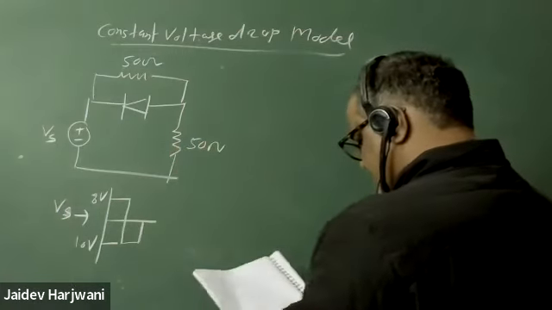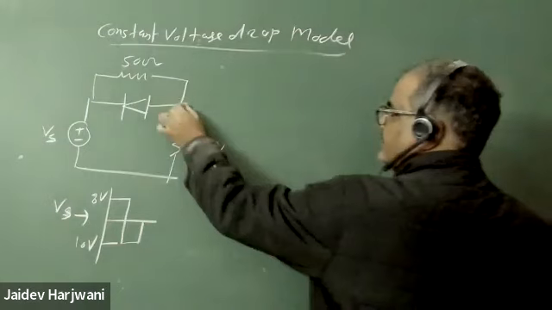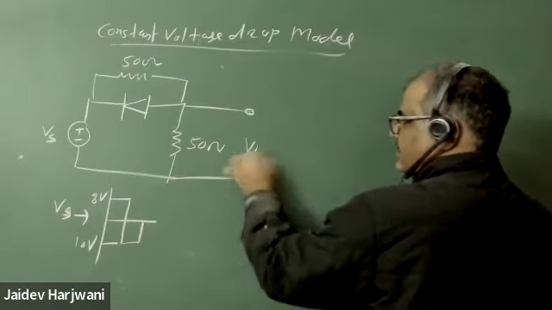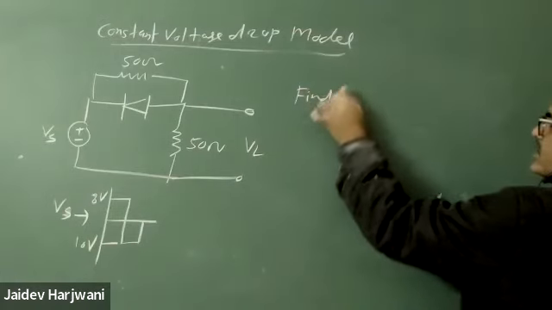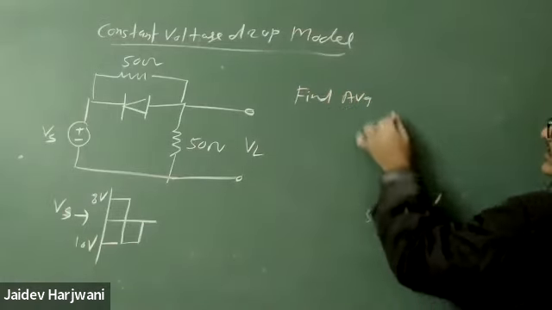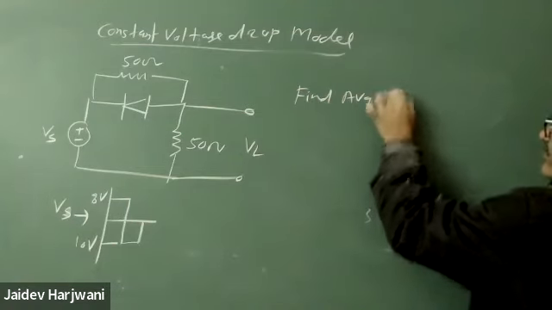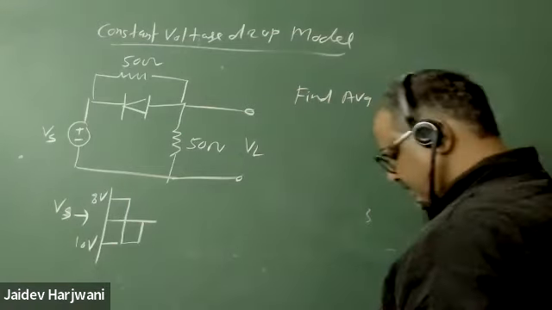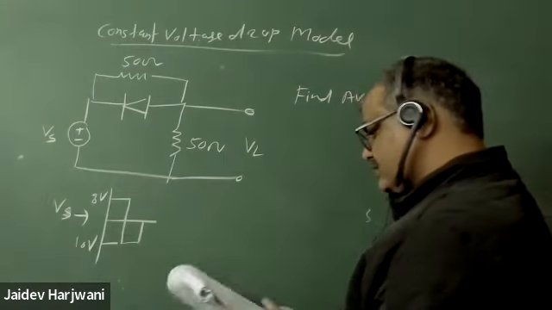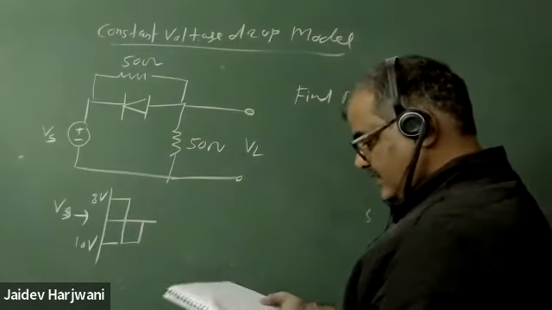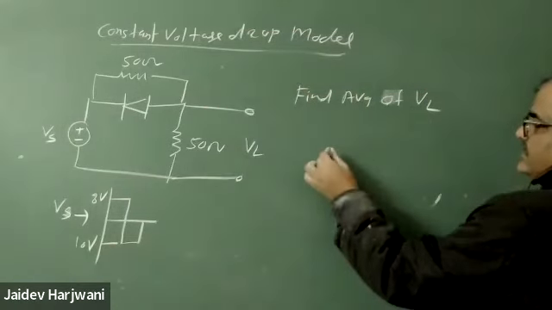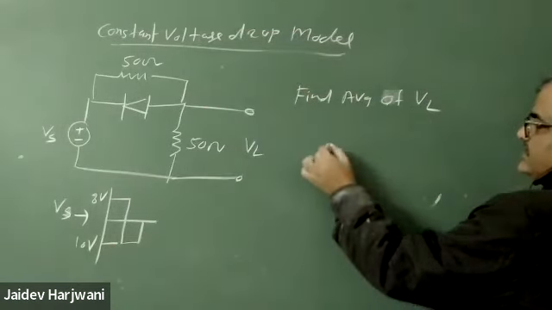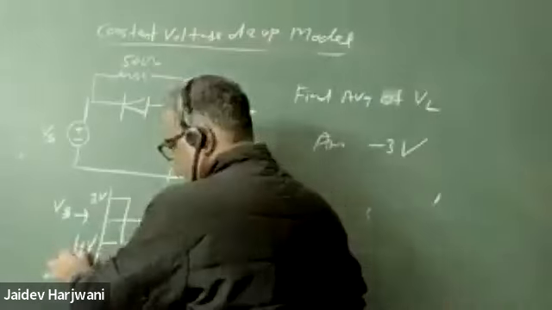So you need to find the average of V load. Average of VL. I'm giving you the answer also so that you can check later. The answer of this problem is minus 3 volt. Final answer is minus 3 volt. Good problem.